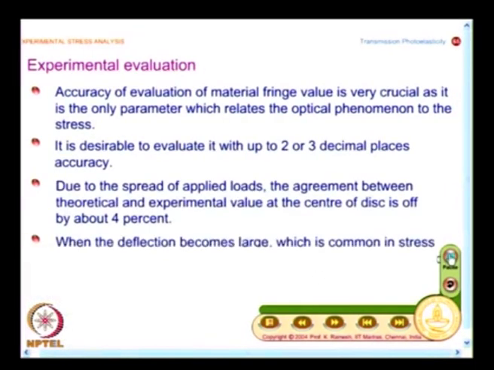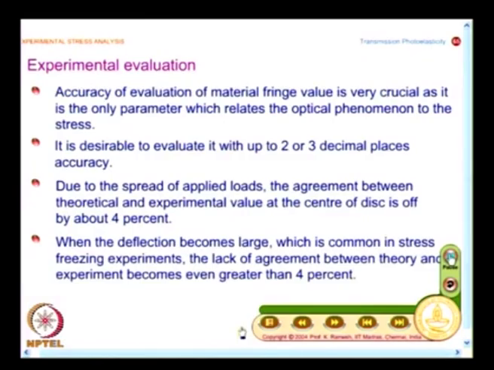And I have said earlier, I have also emphasized many times, F sigma has to be evaluated with desirable accuracy, and I want to have 2 to 3 decimal places accuracy. And I have also mentioned, particularly in the case of stress freezing, due to spread of applied loads, the agreement between the theoretical and experimental value at the center of the disk is off by about 4%.